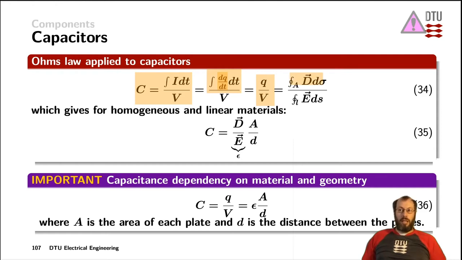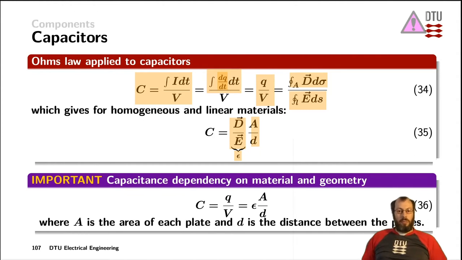Taking in Gauss' law from the last slide, as well as the derived Faraday's law here, we can rewrite the equation for the capacitance as its material dependency epsilon, which is the relation of the displacement field and the electrical field, often represented by the permittivity epsilon here, and the geometry of the capacitor.